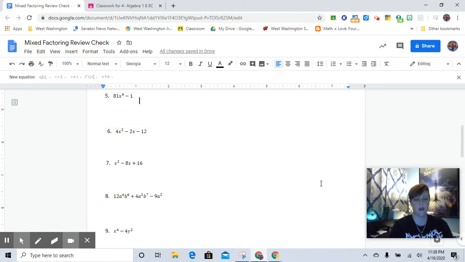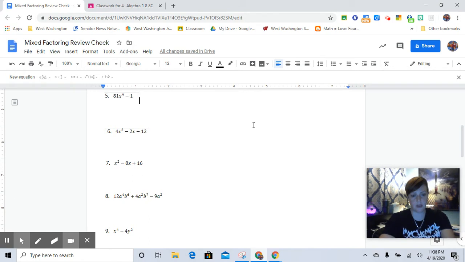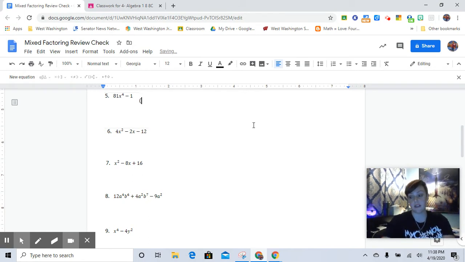Hey guys, we're back. So let's go faster this time. This first one, number 5 here. Again, this is a two-termed factoring problem. So we are going to consider that this is probably a difference of squares.